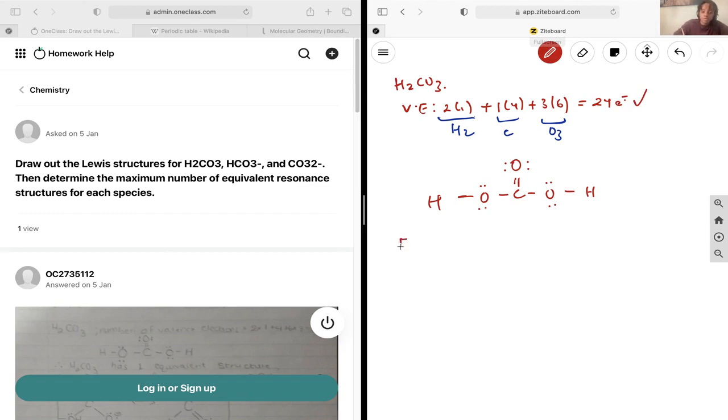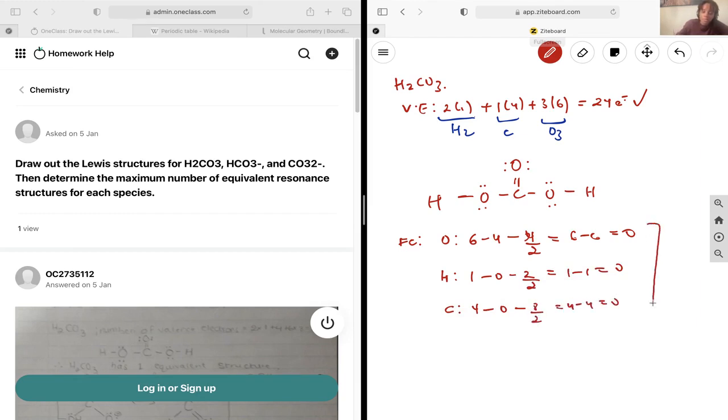Now let's check on our formal charge. On each of the oxygens, we'll have 6 minus 4 minus 4 over 2. And that's going to give us 6 minus 6, which is 0. On all of the hydrogens, we have 1 minus 0 minus 2 over 2. That's 1 minus 1, which is 0. And lastly, on the 1 carbon, we have 4 minus 0 minus 8 over 2, giving us 4 minus 4, which is 0. This is all expected. We had a net formal charge of 0. And so our valence electrons are all accounted for, and our charges are all accounted for. So this is the correct Lewis structure.